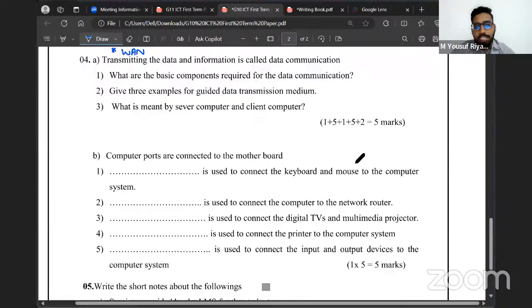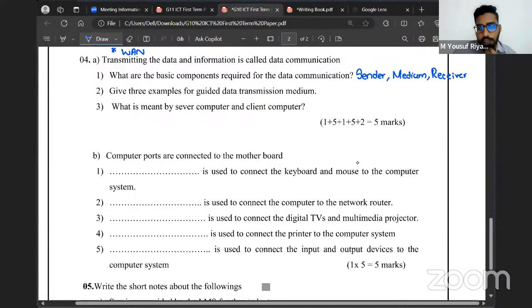Fine. What are the basic components required for data communication? For data communication to be present, there are three things you need. What are the three things you need? Exactly. There should be a sender, there should be a medium, and there should be a whom? A receiver. These are the three components you need for data communication. Without a sender, you can't communicate data. Without a receiver, the data cannot be communicated. And without a medium, the data cannot be taken from the sender to the receiver. So these are the three components required for data communication.